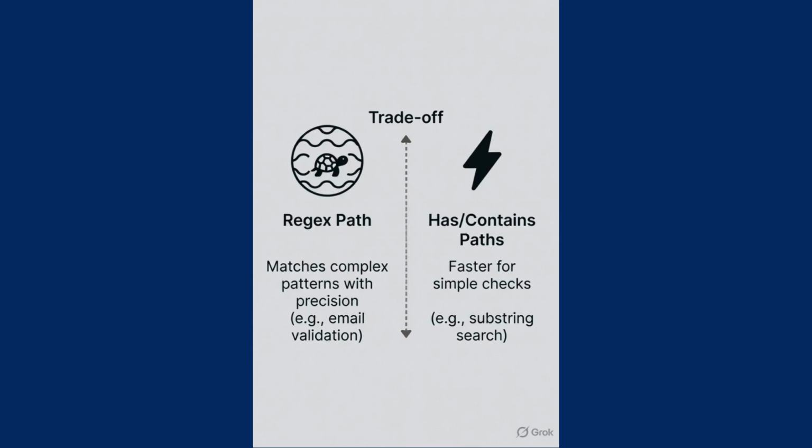on big logs. On the right are the has, contains paths, lightning bolt for speed. These use tokenized indexes or simple scans, fast and efficient for everyday word or substring searches. The middle arrow highlights the speed trade-off. Regex trades speed for power, complex patterns, while has and contains trade some flexibility for blazing performance. Choose regex only when you really need those advanced patterns, otherwise stick to has or contains to keep queries flying.